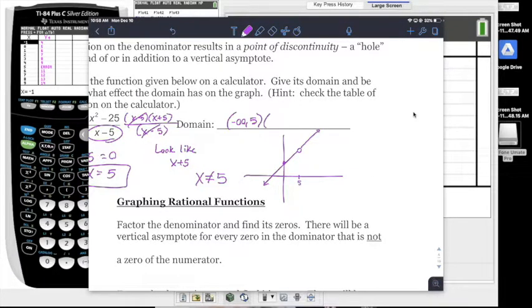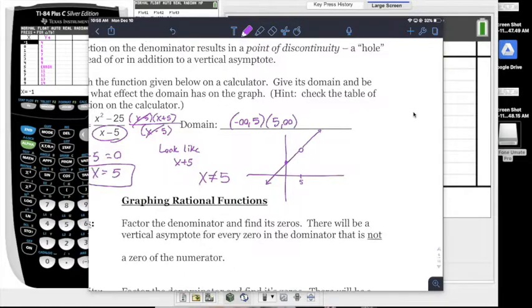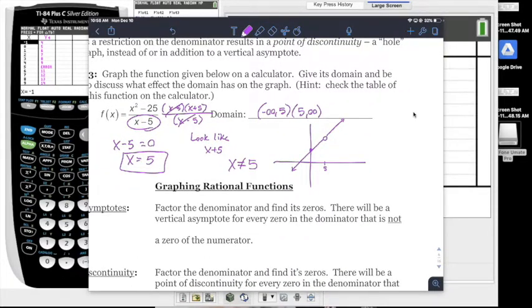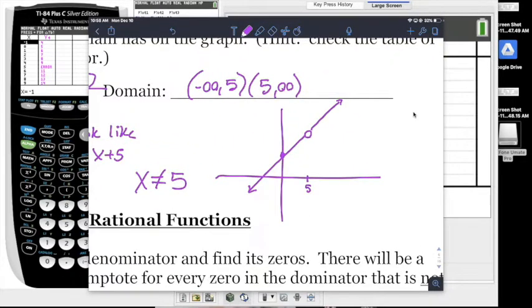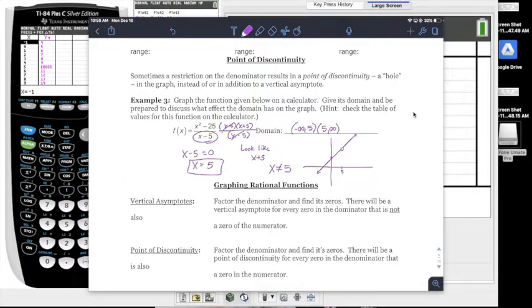As far as your domain, you still write the domain the same. You say from negative infinity to 5, and then from 5 to infinity. But the graph just looks a little bit different here. And with these, make sure you sketch a hole, and then you'd be good to go. And that's what those look like.